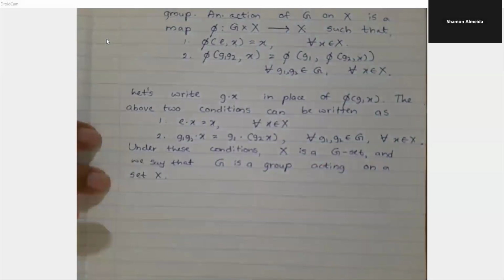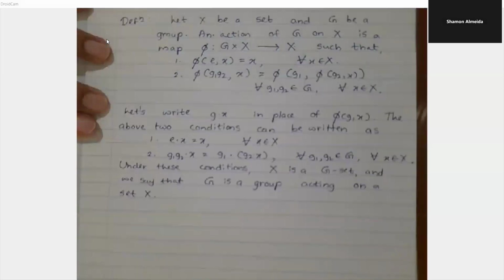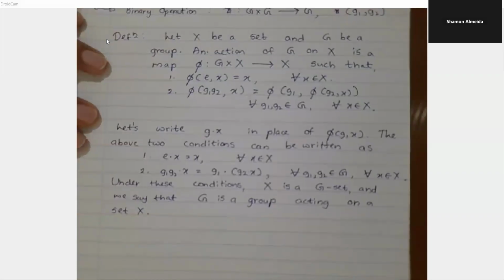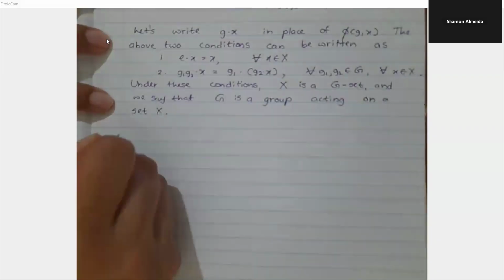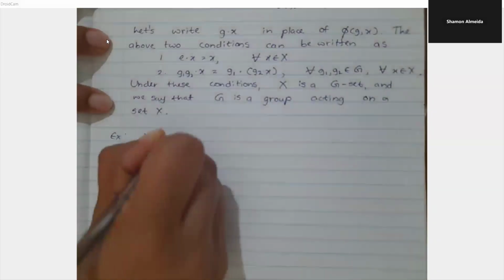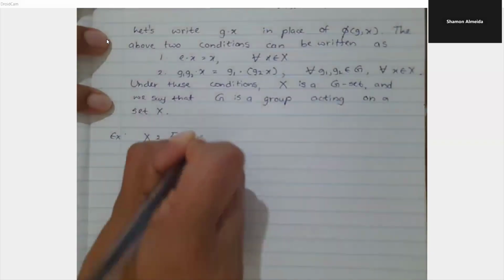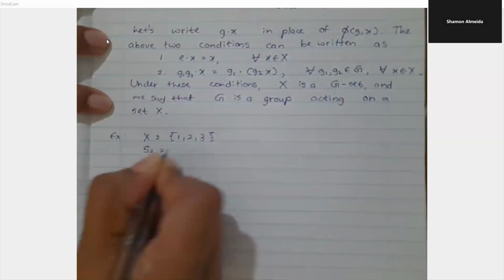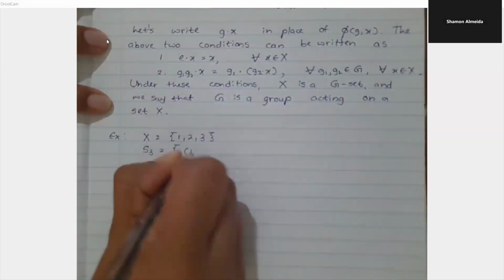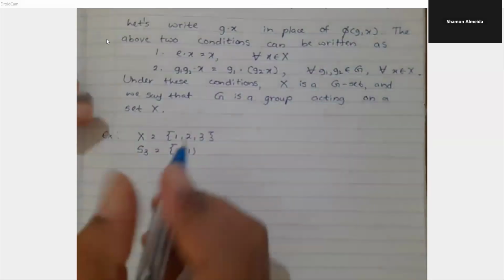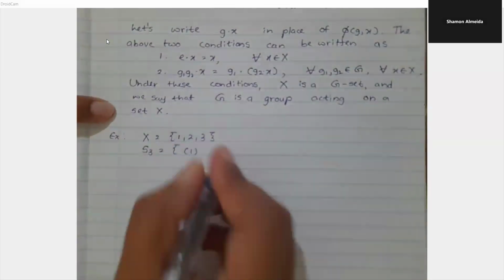Right, let's take a look at one example. Do you all have any questions from this? Let's do one example, then you will understand. And after that, you can ask any question you have. Let's take X to be {1, 2, 3}, right? And let's consider the group S3, the permutation group of permutations of these three elements.